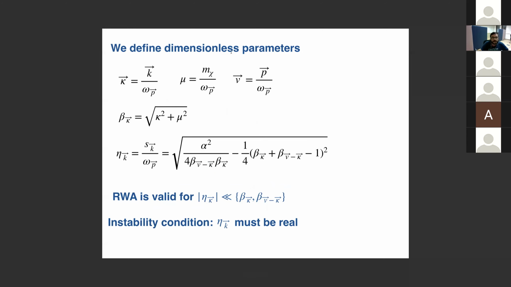Okay, to analyze the instabilities, we define these dimensionless parameters. This k is normalized by this omega, which is the frequency of the field. And this beta is like a frequency, but normalized as well. And we also normalize this S, we call it eta. Then, okay, now the rotating wave approximation is valid if this eta is much smaller than these betas. And the instability condition is when eta is real.